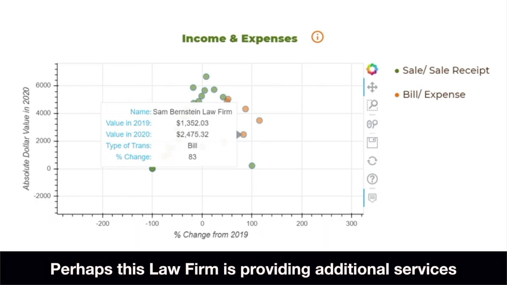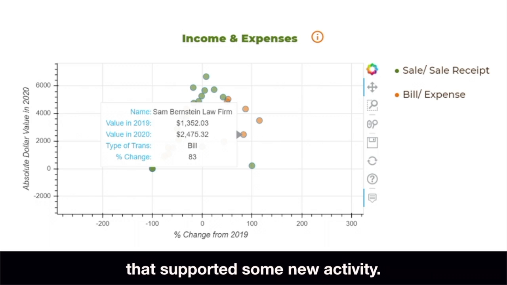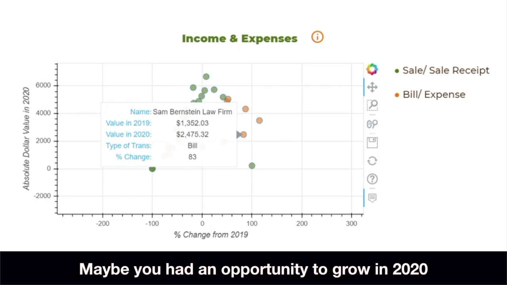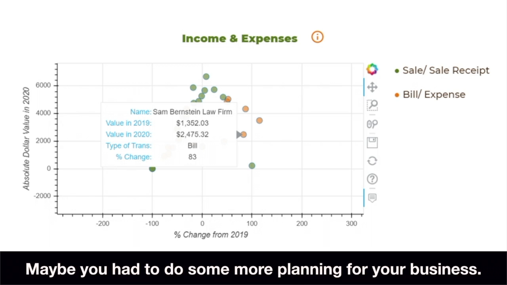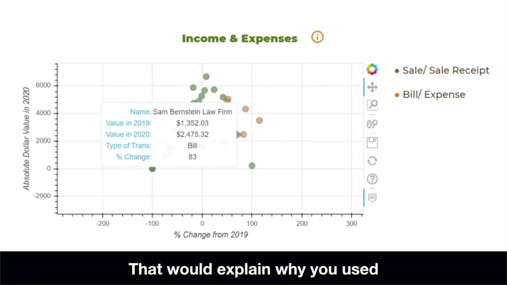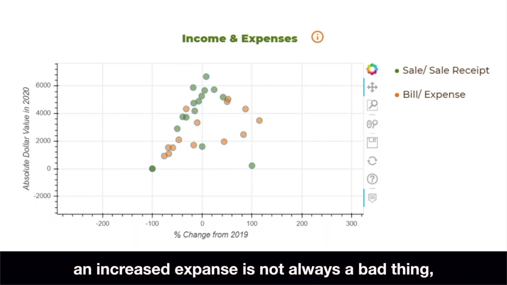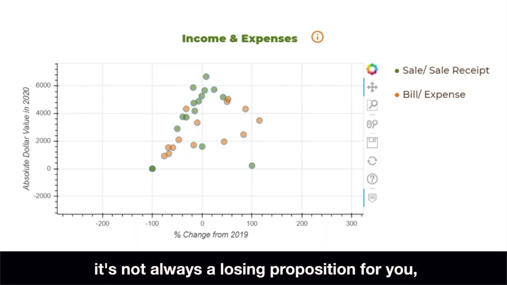Perhaps this law firm is providing additional services that supported some new activity. So maybe you had an opportunity to grow in 2020 or to plan for some things. Maybe you had to do some more planning for your business, and that would explain why you use this law firm a little bit more. So in those cases, an increased expense is not always a bad thing. It's not always a losing proposition for you.